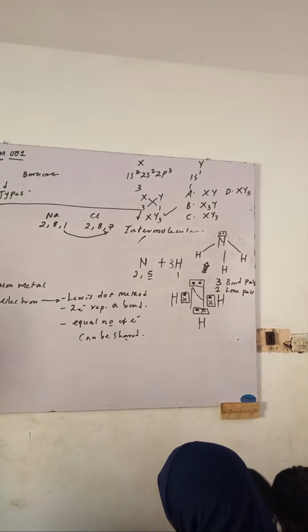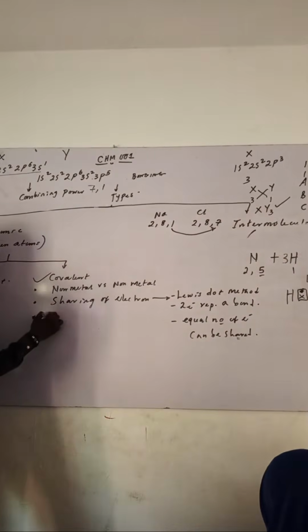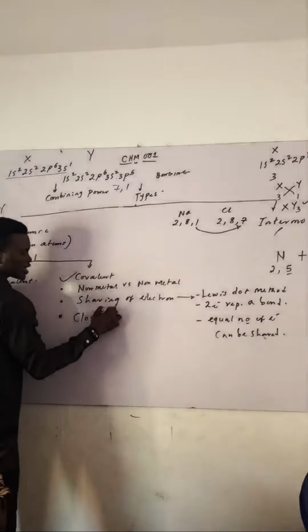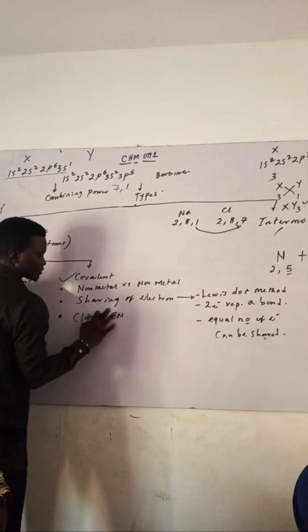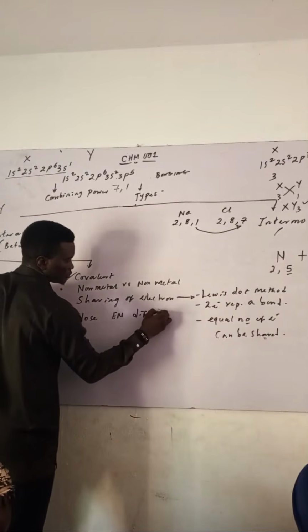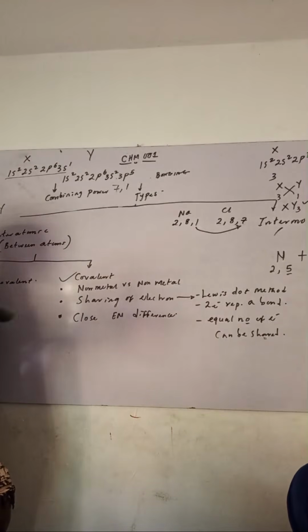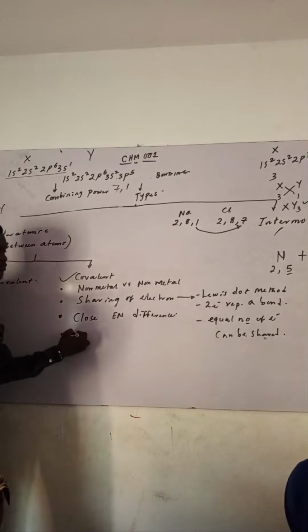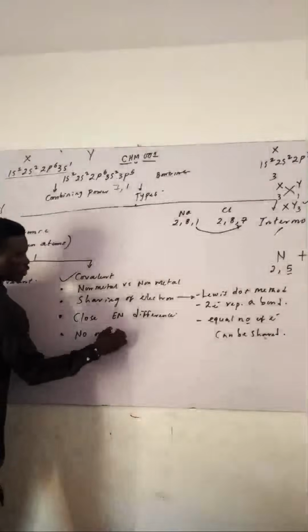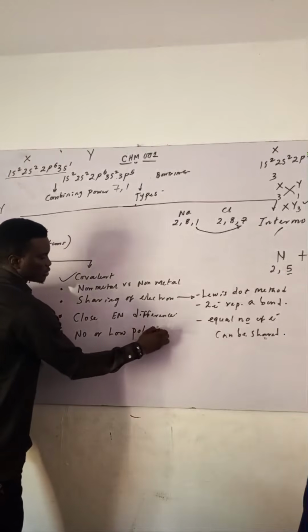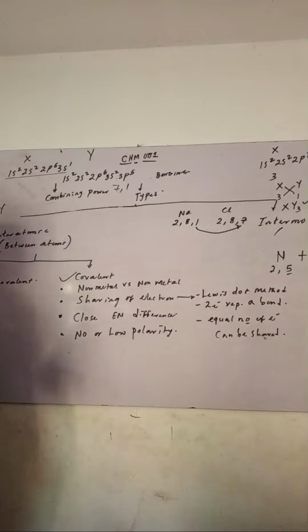Now, covalent bonding usually involves elements of close electronegativity difference. Most times, elements that exhibit covalent bonding, their electronegativity is always close. Then they are going to have no or low polarity. That's why we have 2 types of covalent bonding. We have what we call polar covalent bonding and non-polar covalent bonding.